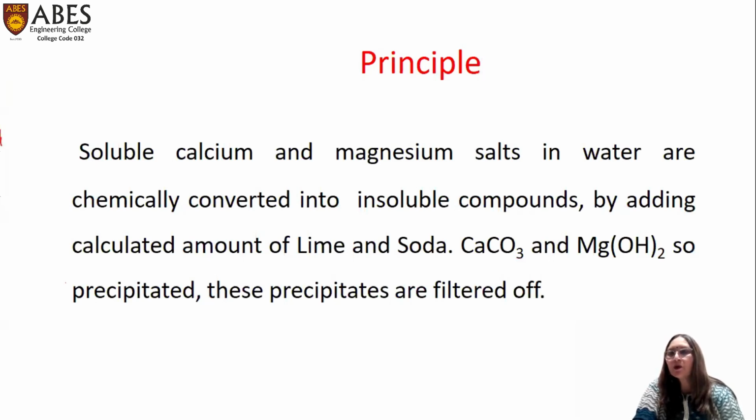In this process, all the soluble impurities, that is calcium and magnesium salts present in hard water, are converted into insoluble precipitate. For this, a calculated amount of lime and soda are added to the hard water. All the calcium salts will precipitate out as calcium carbonate, and magnesium salt precipitates out in the form of magnesium hydroxide. Aluminium salt precipitates as aluminium hydroxide. Iron salts will precipitate out as ferrous hydroxide and ferric hydroxide. That is the basic principle of lime soda process.